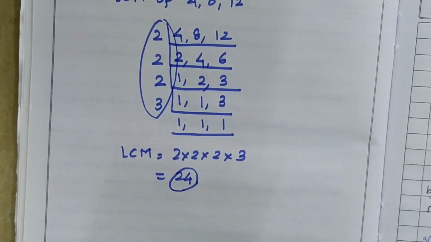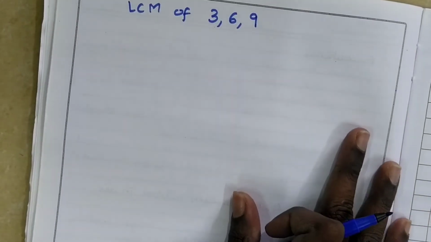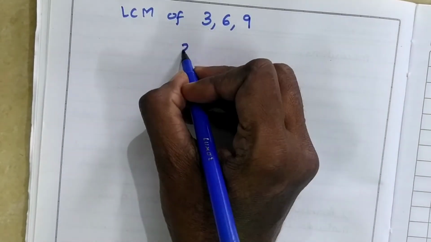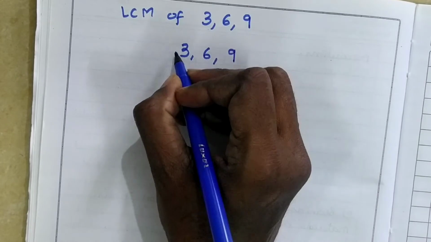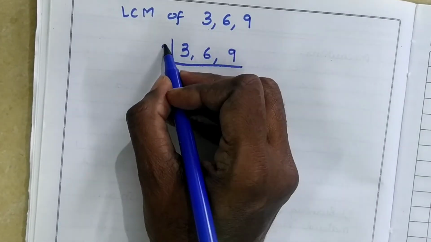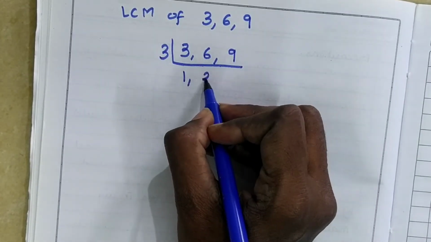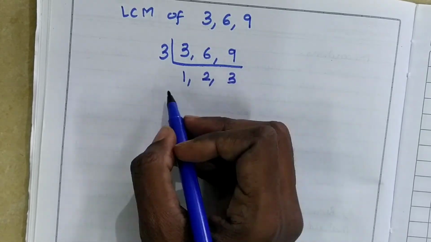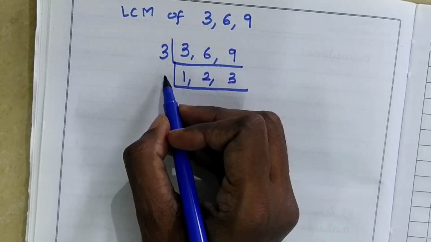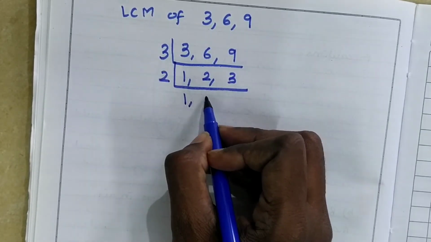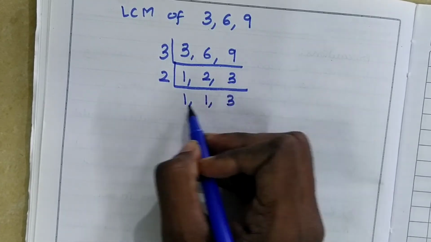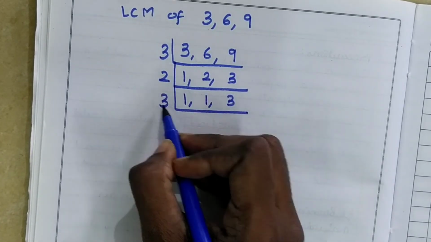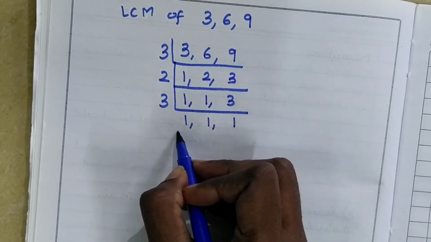This method will be used till 10th standard. I will show you one more example. Next example is 3, 6, 9. Same L division. Here 3 will go in 3 table. 3 1s are 3, 3 2s are 6, 3 3s are 9. So we have to stop till 1. Start with 2: 2 1s are 2, 3 will not go. Again 3, 1, 1, 3 1s are 3.